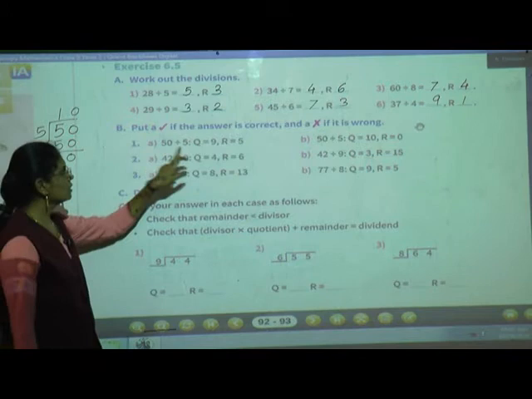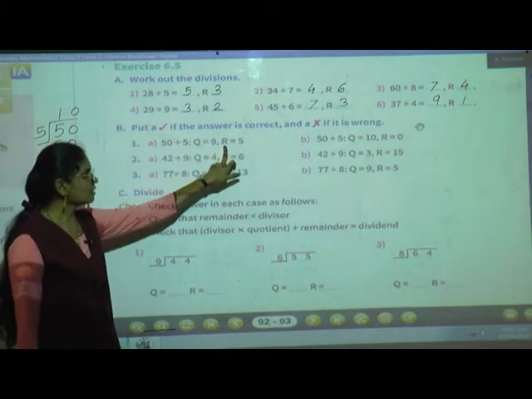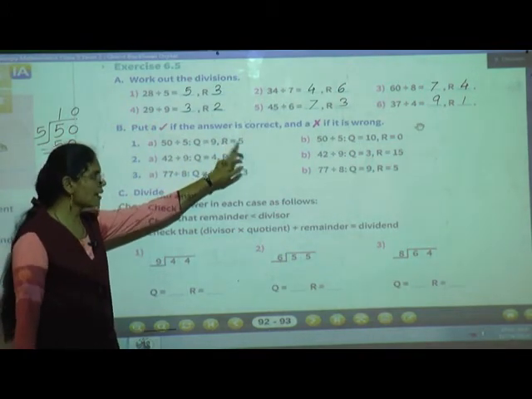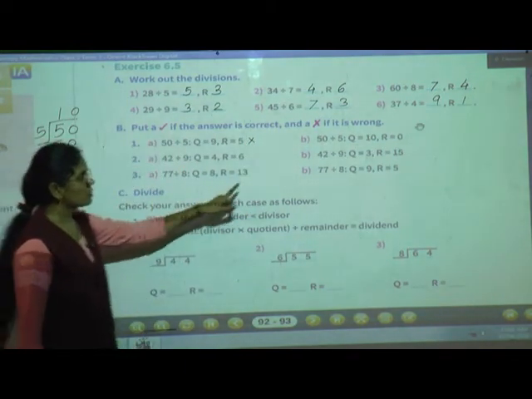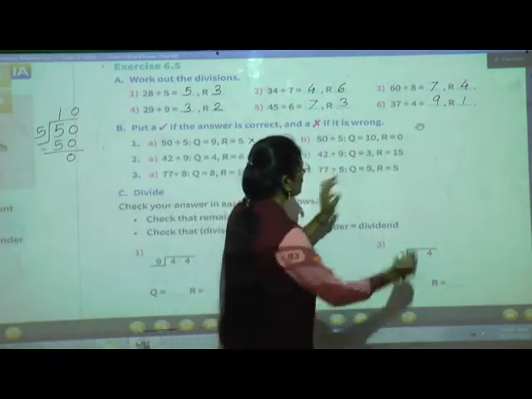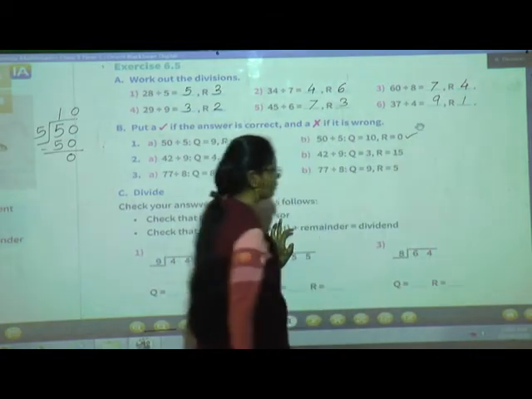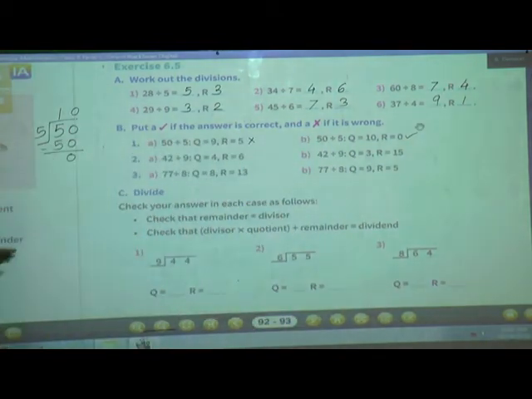See option A. Here the quotient is 9 and they have given the remainder as 5. This means it is wrong. And see option B, the quotient is 10 and the remainder is 0. So this is correct. Understood? Okay. Then see the second number.